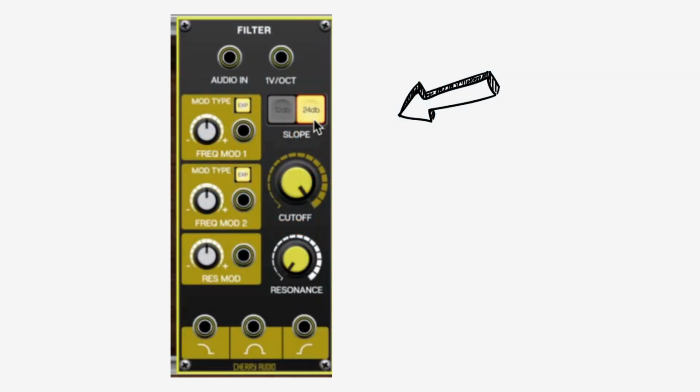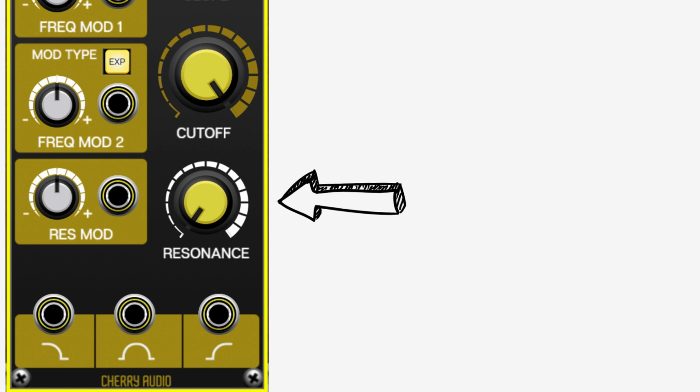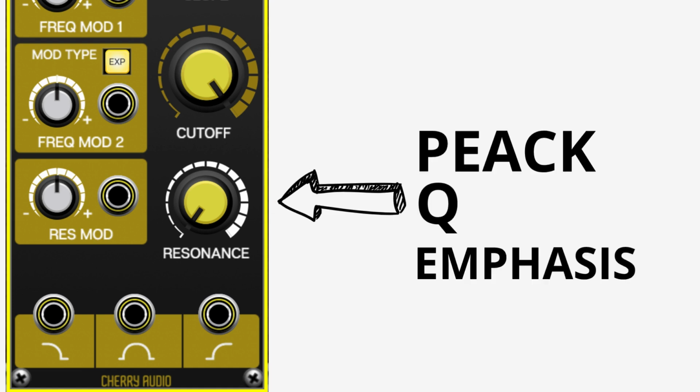Each filter has a slope, which defines how much it attenuates frequencies per octave. 1 pole equals 6 dB per octave, 4 poles 24 dB per octave, and so on. Another important parameter is resonance, also known as peak, Q, or emphasis. It boosts the frequencies near the cutoff point.